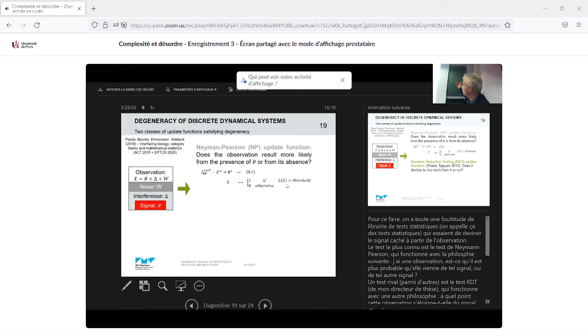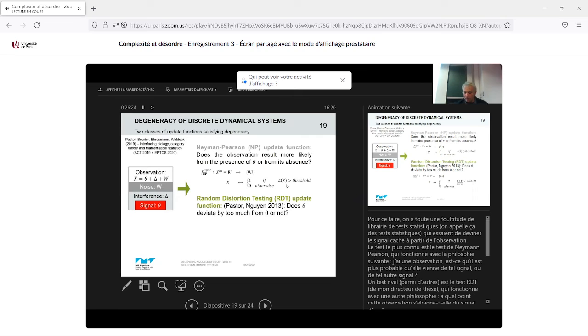Does the observation result more likely from the presence or from the absence of theta? And if this likelihood is big enough, we change state. Otherwise, we stay in the same state. And there is an alternative to this approach, and this alternative is what we call the random distortion testing approach.